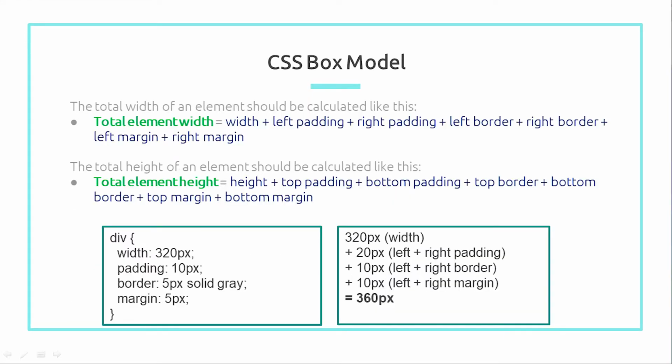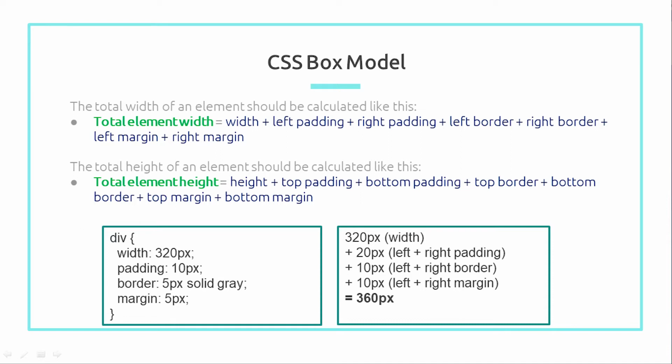The total width of an element should be calculated like this. Total element width equals width plus left padding plus right padding plus left border plus right border plus left margin plus right margin. The total height of an element should be calculated like this. Total element height equals height plus top padding plus bottom padding plus top border plus bottom border plus top margin plus bottom margin.